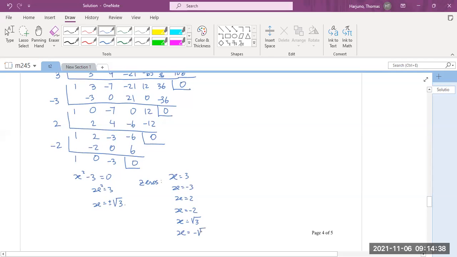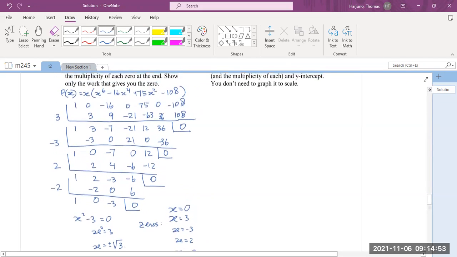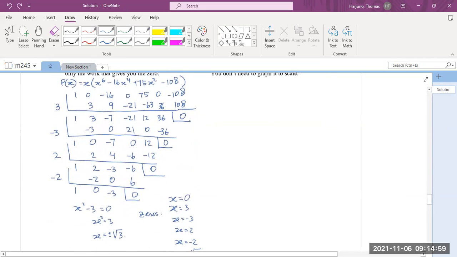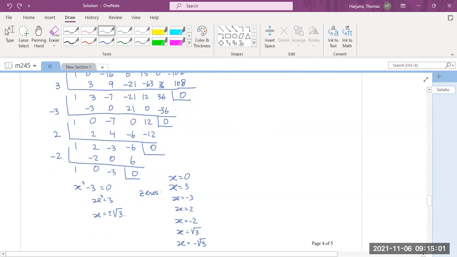So far, we have only 6 zeros with multiplicity of 1. The degree is 7, so we are missing 1 zero. What's that? The very first one we didn't write: x equals 0. Remember when you factored that 0 out? It means x equals 0 is a zero. Okay, now all of them have multiplicity of 1.